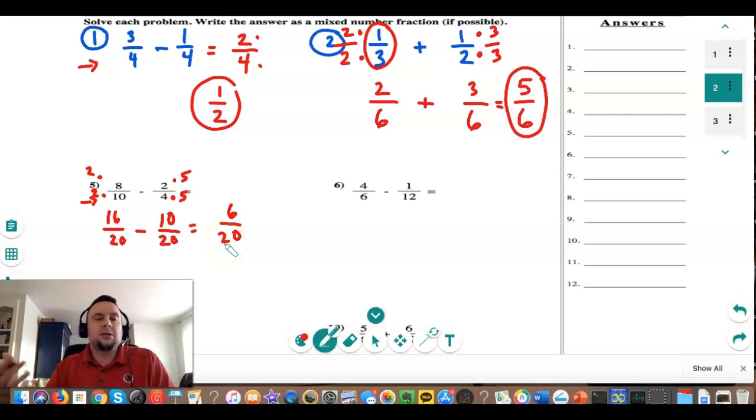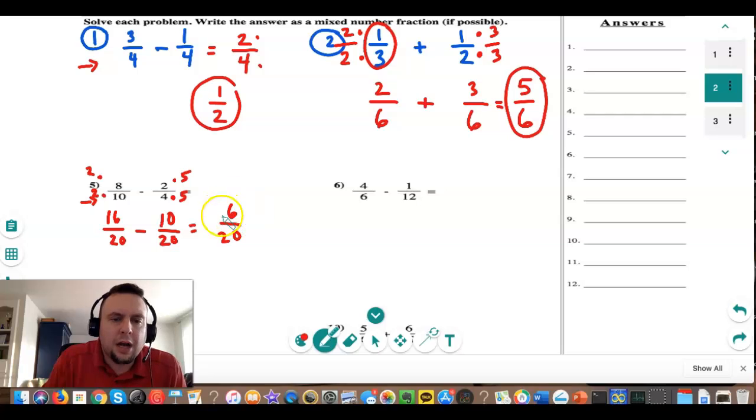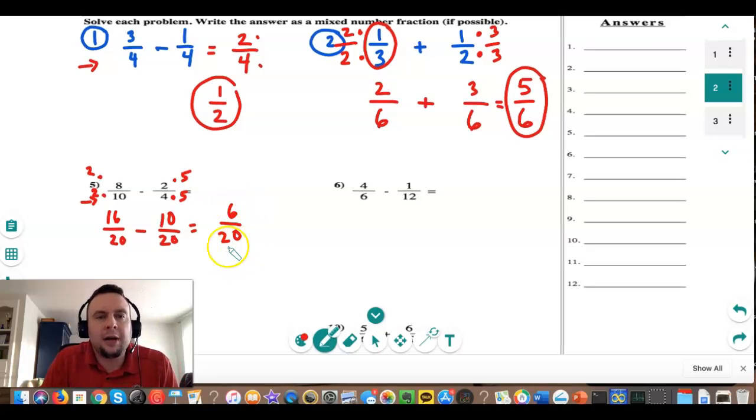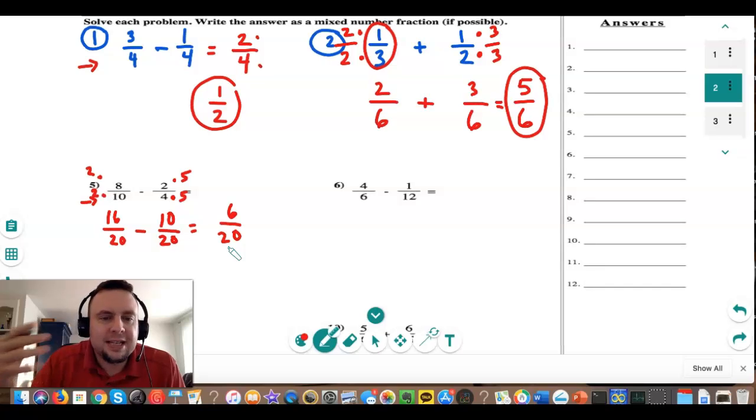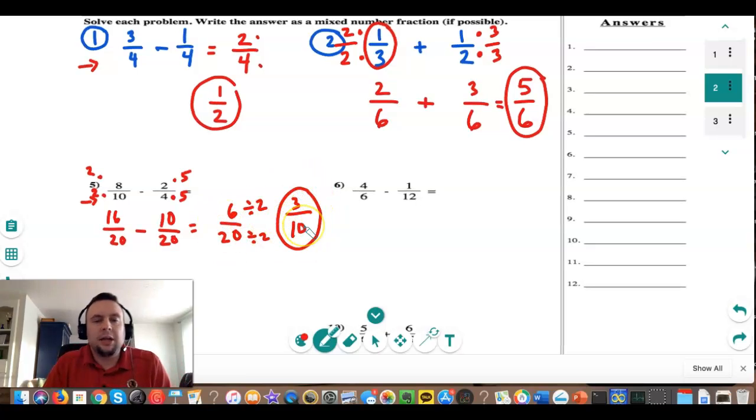But that's not the best answer. The best answer you would want to simplify. So how to simplify is you figure out a common factor that the numerator and denominator have in common, right? 6 has 2 in common. They both have a factor of 2 in common. So you would divide the top by 2 and divide the bottom by 2. Do the same thing. Okay, 6 divided by 2, there's your 3. 20 divided by 2, there's your 10. So 6 out of 20 is the same as 3/10. Okay, so that's a quick lesson on basic adding and subtracting with like or unlike denominators.